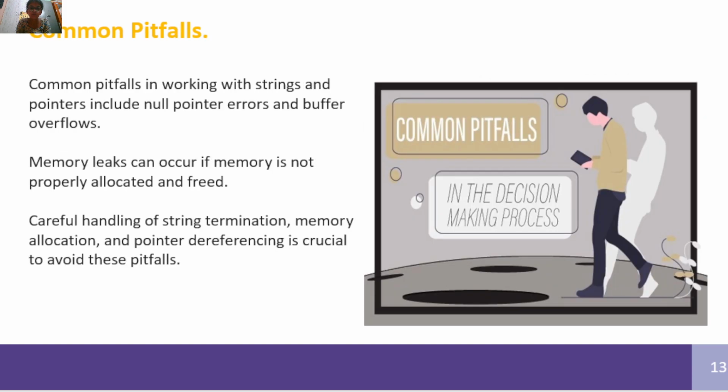Next we have common pitfalls. Common pitfalls in working with strings and pointers include null pointer errors and buffer overflows. Memory leaks can occur if memory is not properly allocated and freed. Careful handling of string termination, memory allocation, and pointer dereferencing is crucial to avoid these pitfalls.